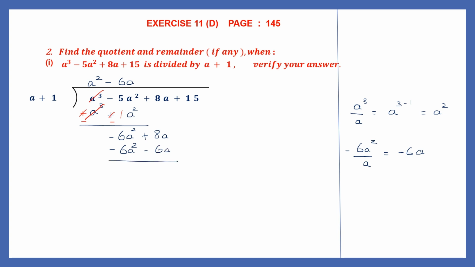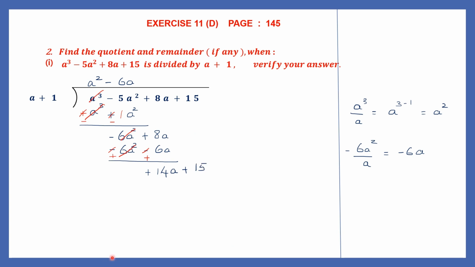So now we change the signs. So minus becomes plus. This also becomes plus. Now here you have minus 6a square and plus 6a square. Both get cancelled. Now we have plus 8a plus 6a. So signs are the same, so we put the same sign and we add up. 8 plus 6 is 14. So that is 14a. Now bring down the next term which is plus 15. Let's bring that down here. So it is plus 15.